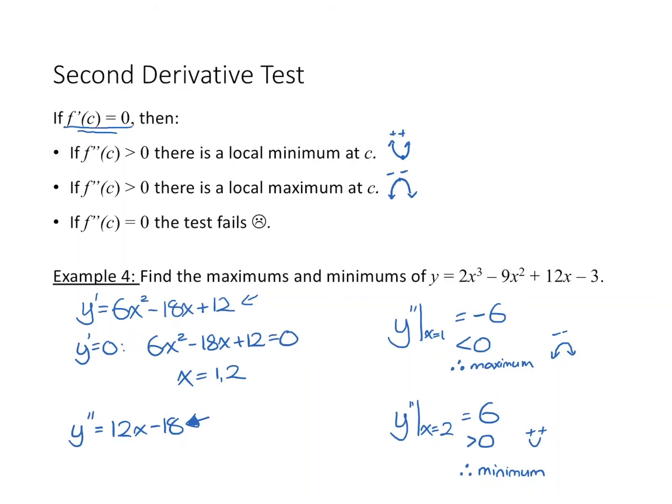Now in this case, it does say find the max and mins, so we should be going back and finding the y coordinates. If we're asked to find max and min points, you want the x and y coordinates. So we have a minimum at 2, and if you put 2 back into the original function to find y, you're going to get 1 as your answer for y, and we're going to have a maximum at x equals 1, put that back into your function, and you should get a value of 2 for your y.